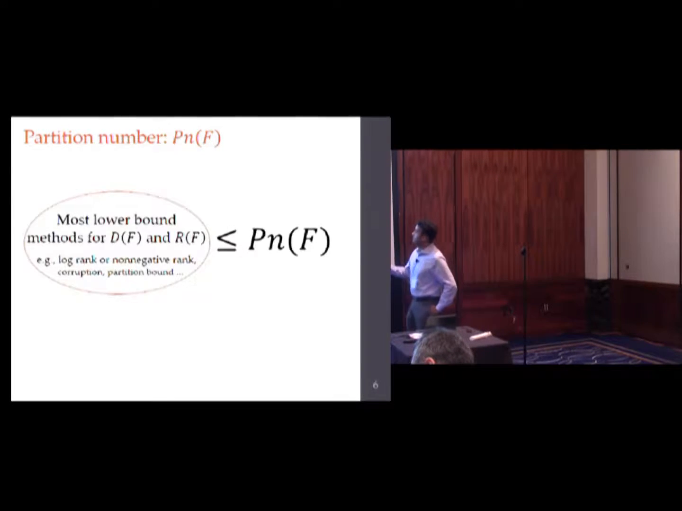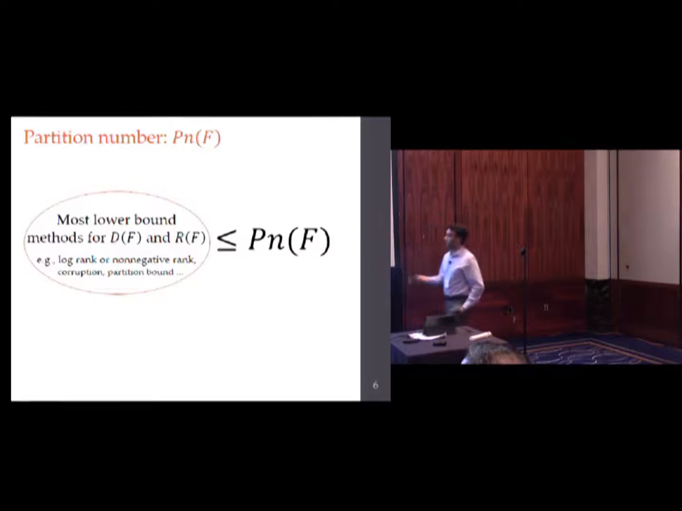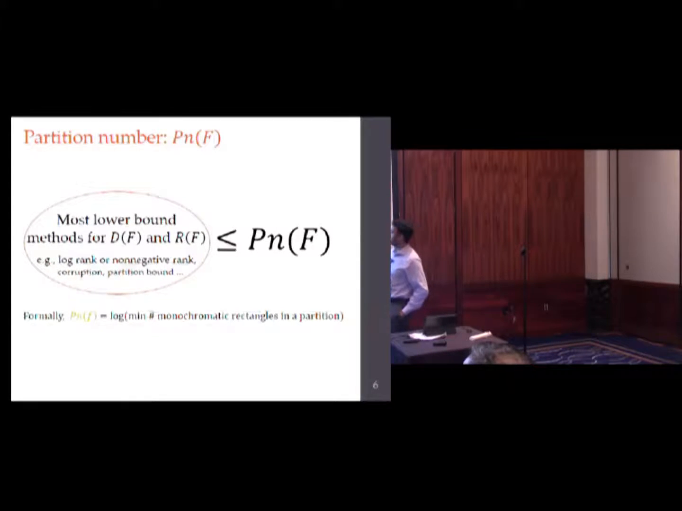And the relationship I want to highlight is that this partition number is an upper bound on almost every lower bound technique that you know. So every lower bound technique for either deterministic communication complexity or randomized communication complexity, like the log rank, non-negative rank, approximate rank, the corruption bound, discrepancy, the partition bounds, basically every lower bound technique you know, with the notable exception of information complexity, is upper bounded by this guy, the partition number. And okay, for the experts in the audience, I'll just tell you what partition number is. It's the logarithm of the minimum number of monochromatic rectangles in any partition of the communication matrix. Okay, so if you're working in communication complexity, you know what this is. Otherwise, don't worry about it. The relationship I want to focus on is that it's an upper bound on every lower bound technique.